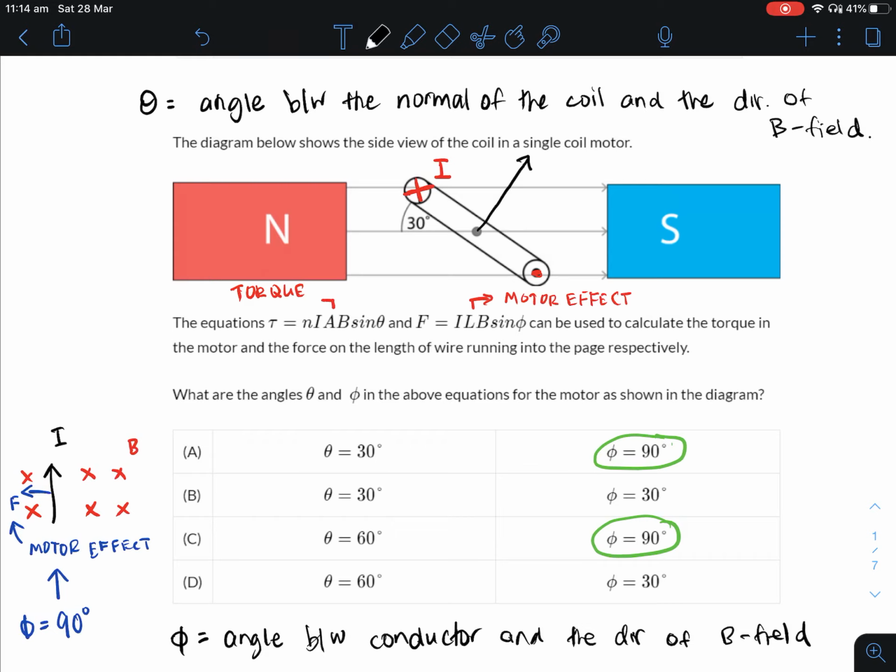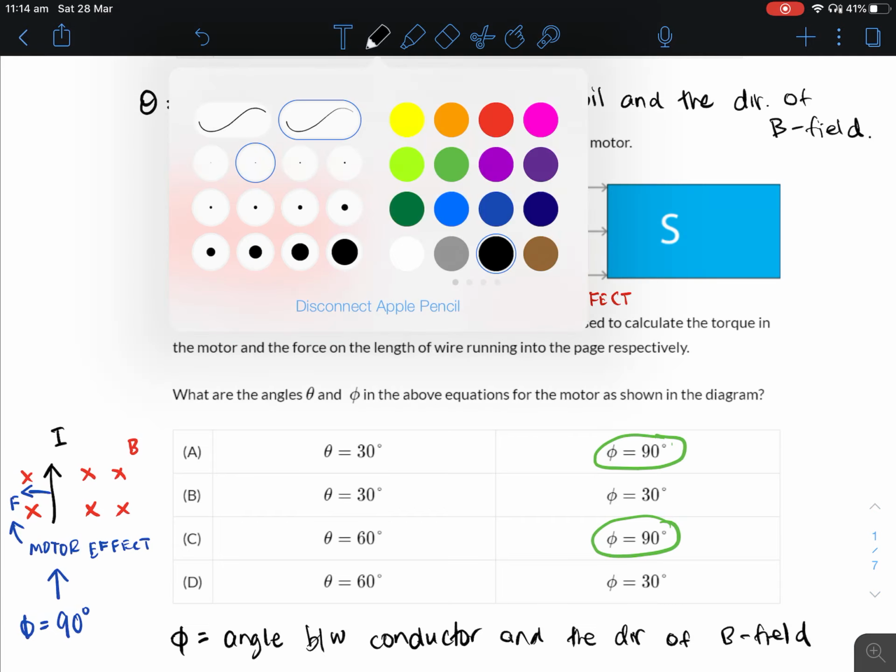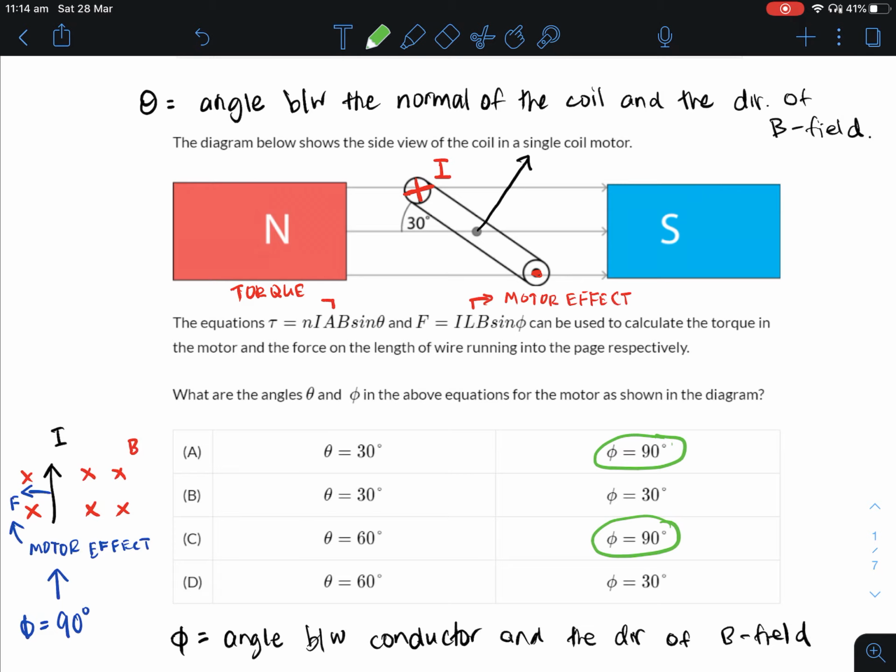Now it's the angle between that line and the direction of the magnetic field. Well, again, let me draw in the direction of the magnetic field. The magnetic field looks like this. And so it's asking us, well, what is this angle? That's theta. And how do we find this out?